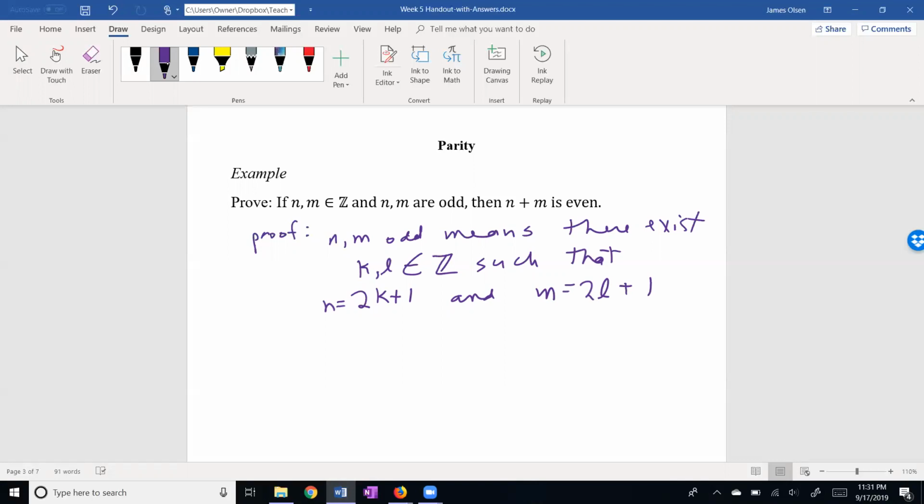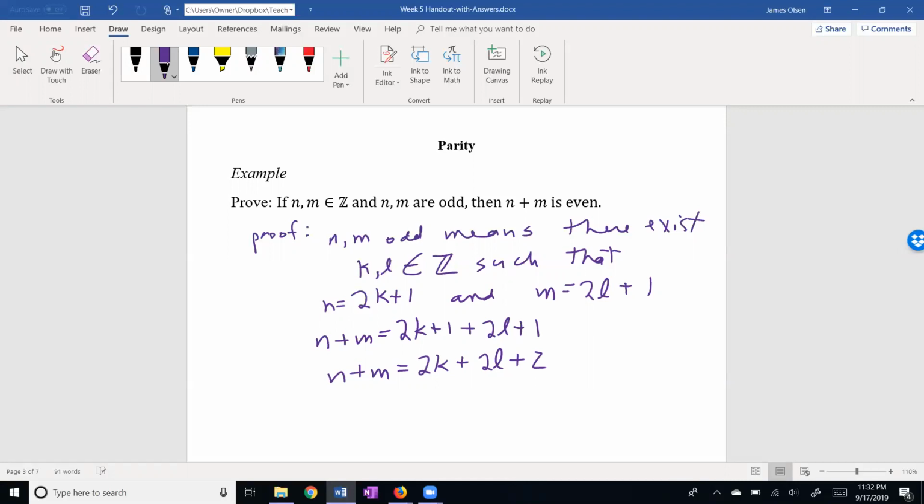And oftentimes in proof writing, you just follow your nose. We're interested in n plus m. n plus m is equal to 2k plus 1 plus 2l plus 1. Now adding like terms, 2k plus 2l plus 2.